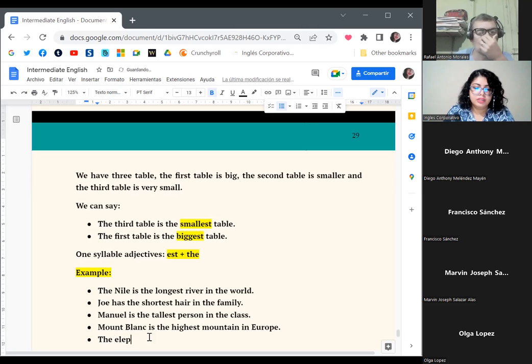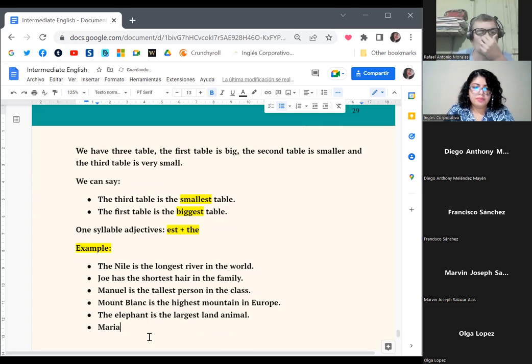The elephant is the largest land animal. Maria is the smallest person in the class.